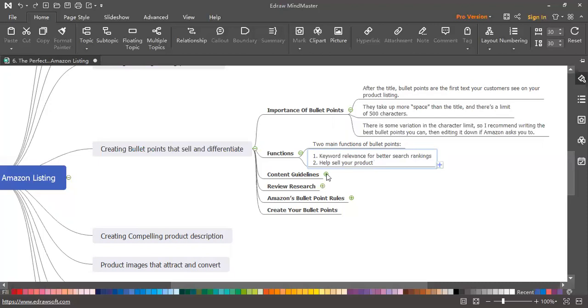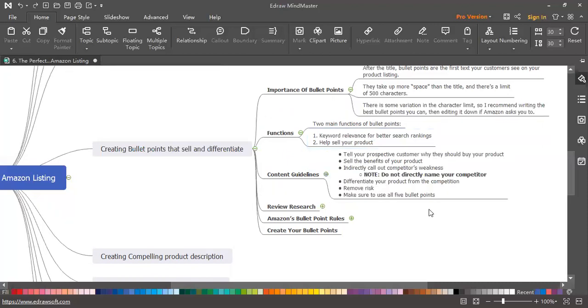Here in bullet points, it is more benefit oriented than keyword ranking and keyword relevance. So some guidelines for creating your bullet points. Tell your prospective customer why they should buy your product. Sell the benefits of your product, not the features.